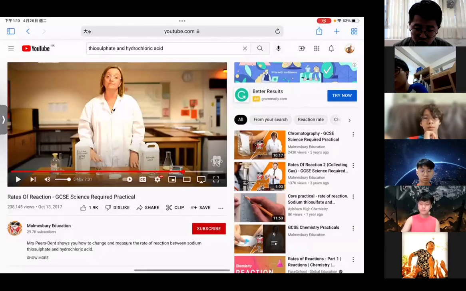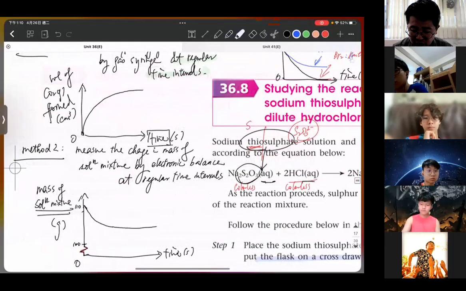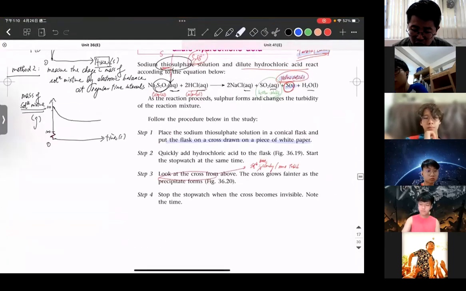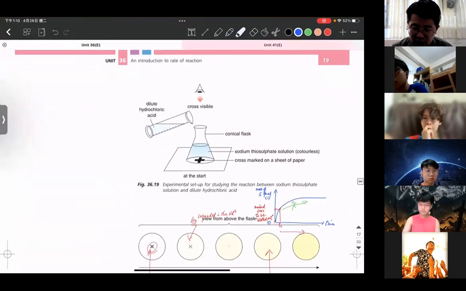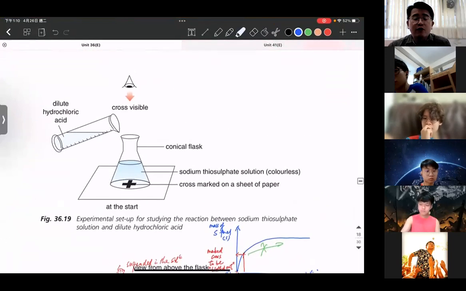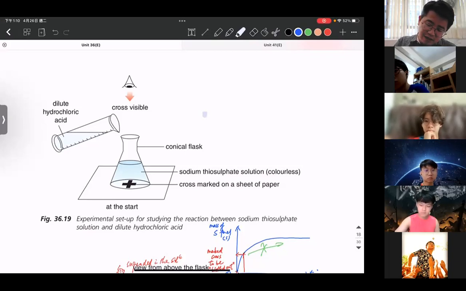Okay, so let me introduce to you something more about that reaction. The design will be like this, okay? We have a conical flask containing sodium thiosulfate solution of the corresponding concentration. While I add dilute hydrochloric acid here, at that moment I start the timer, and keep track of the progress of the reaction.